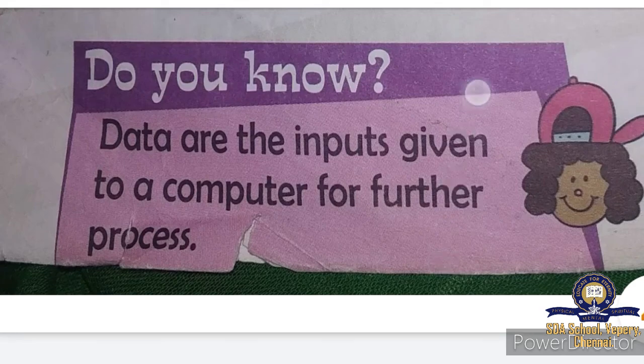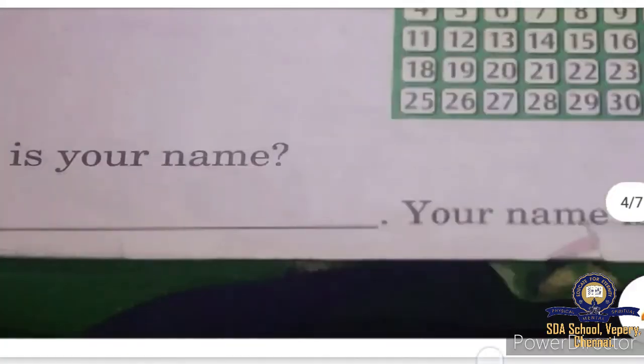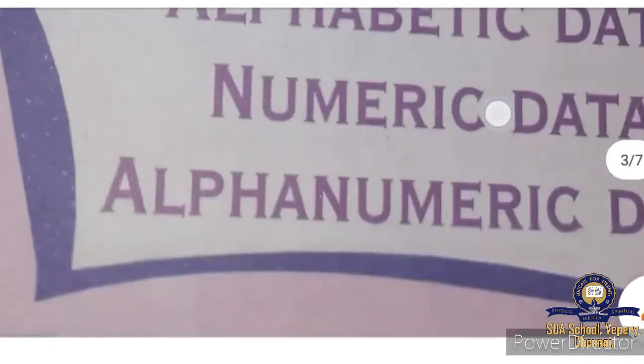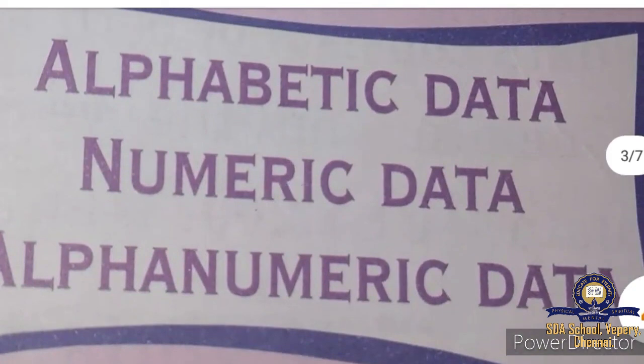Okay kids, now in the lesson I think we have understood very clearly about the types of data. The most important topic in the lesson taught is this: alphabetic data, numeric data, alphanumeric data. I hope you all have understood this lesson.